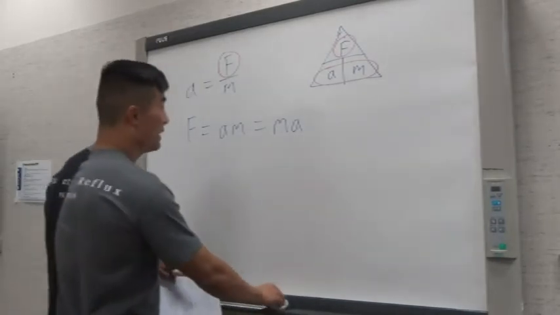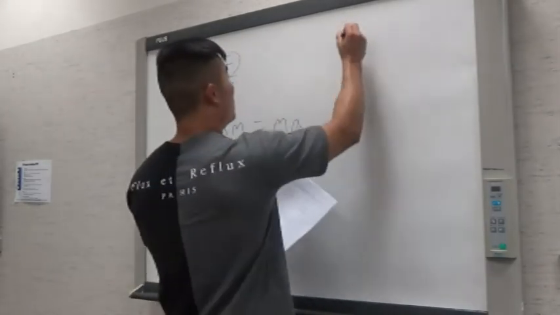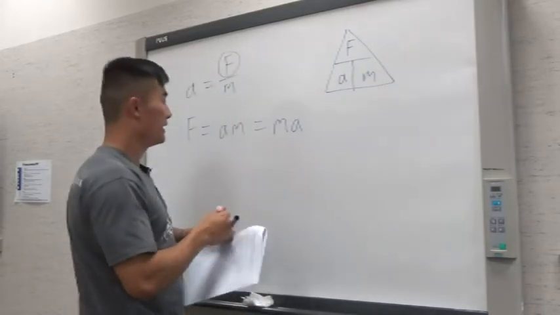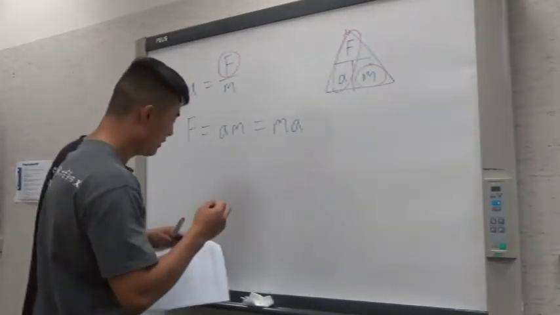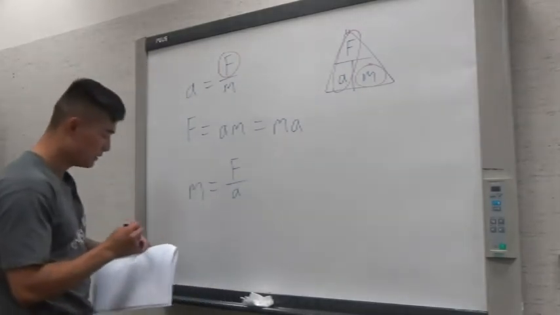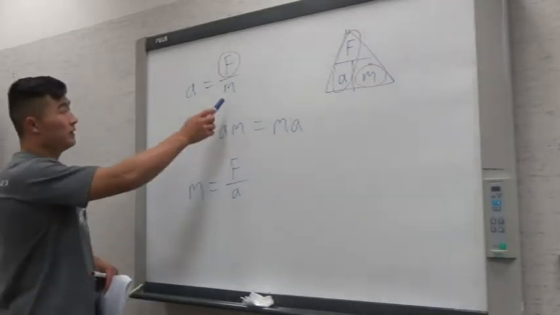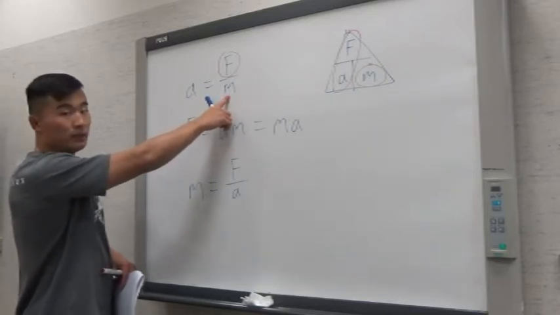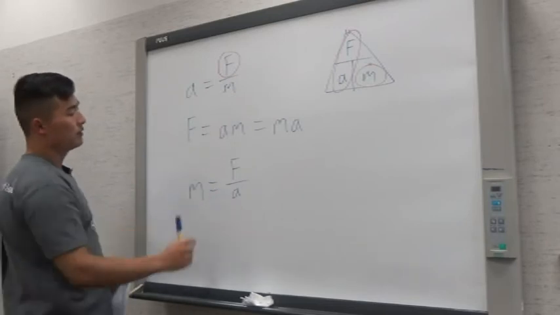Next, we want to rearrange for M. So, same triangle, F, A, M. So we want to rearrange for M. That means F and A will be on the other side with F being on the top. So mass is equal to force over acceleration. So you can see that if you have something on the denominator that you want to make the subject of the equation, then you can just swap it straight with the one on the other side.